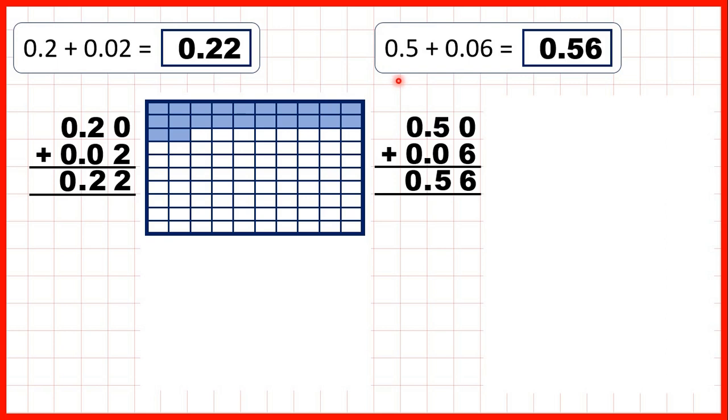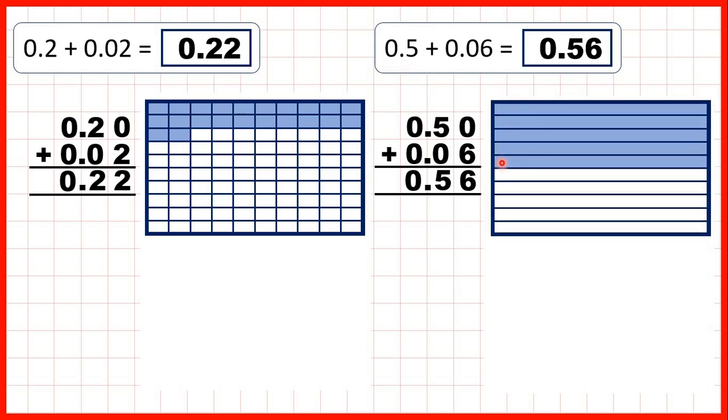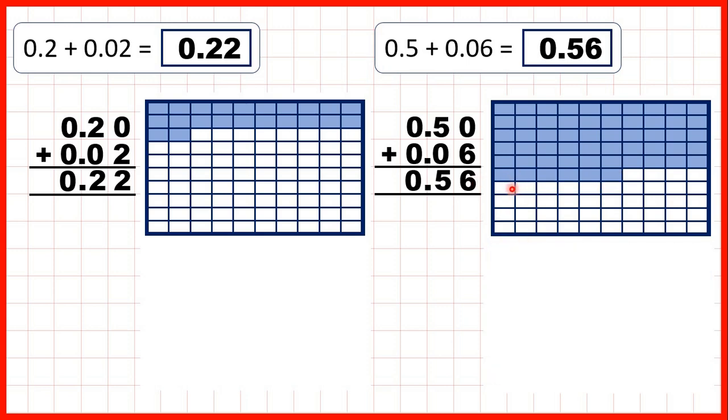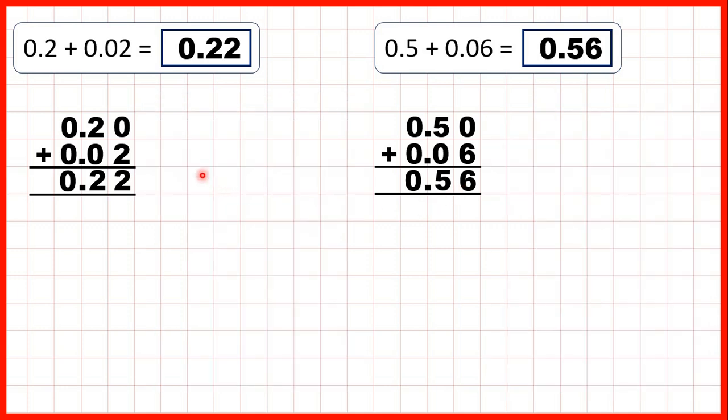Now for this question, we started with 0.5, so that's 5 tenths, and we were adding 0.06, so that's 6 hundredths. 5 tenths is the same as 50 hundredths, and when we add the 6 hundredths, we get 56 hundredths, or 0.56. We can also show the addition using place value counters.